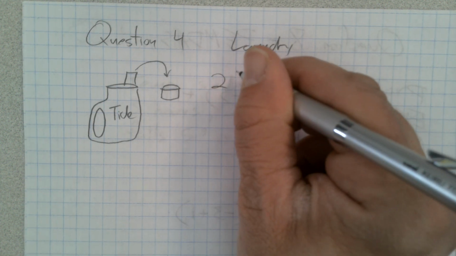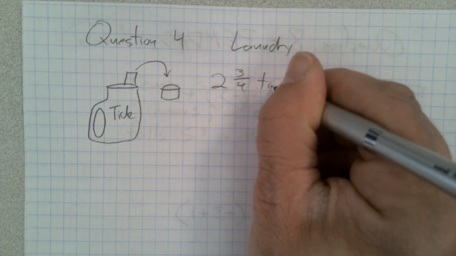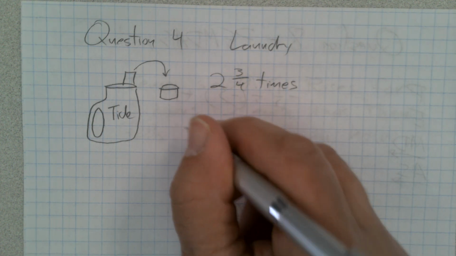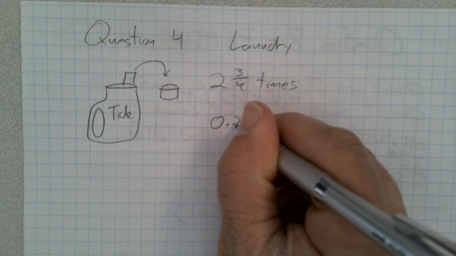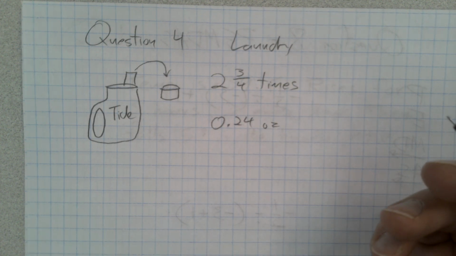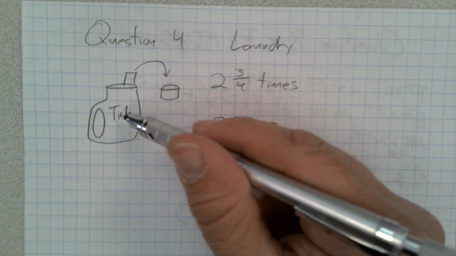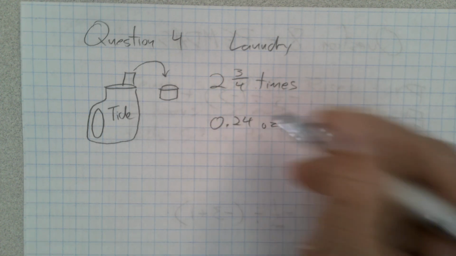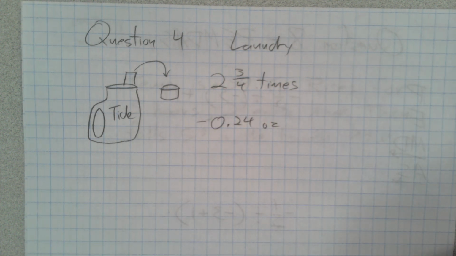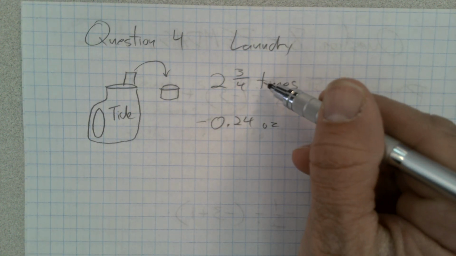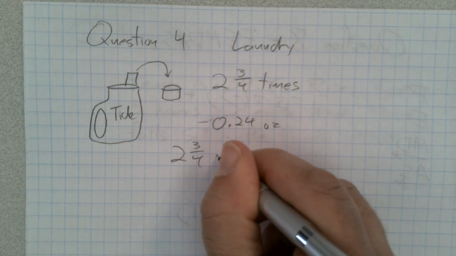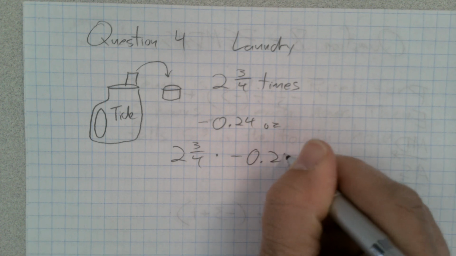Let's say you pour it out 2 3/4 times. And every time you pour it, you're pouring the exact same amount. In this case, let's say you're pouring 24/100ths of an ounce each time. Now, what we're being asked is to try to figure out how much the amount of detergent in the jug changes. So every time you pour it, you're losing 24/100ths of an ounce, so that's going to be negative. To find out the total change, you need to multiply the number of times you pour times how much you pour. So really the problem is to take 2 3/4 times negative 24/100ths.